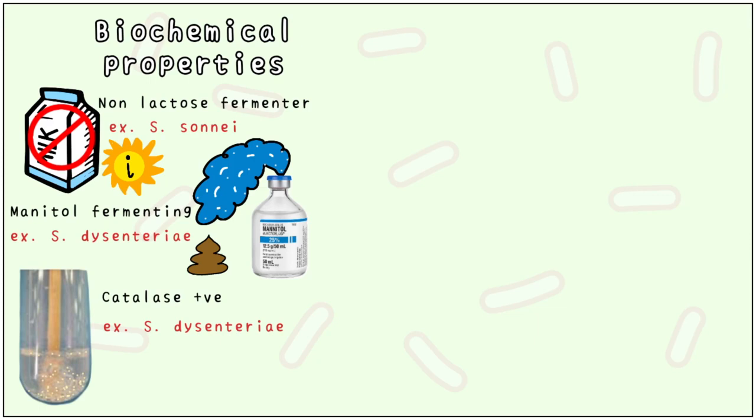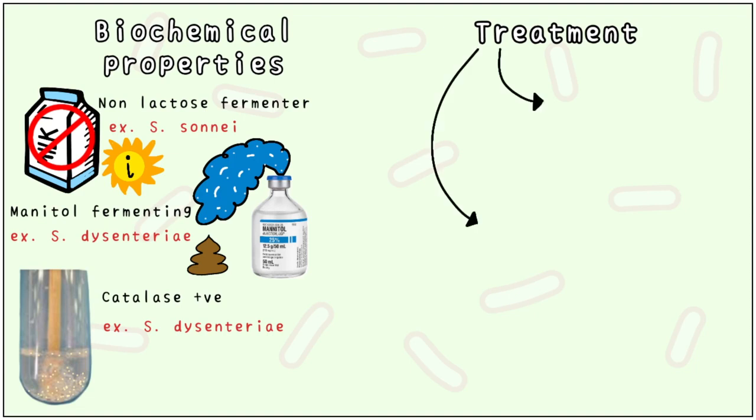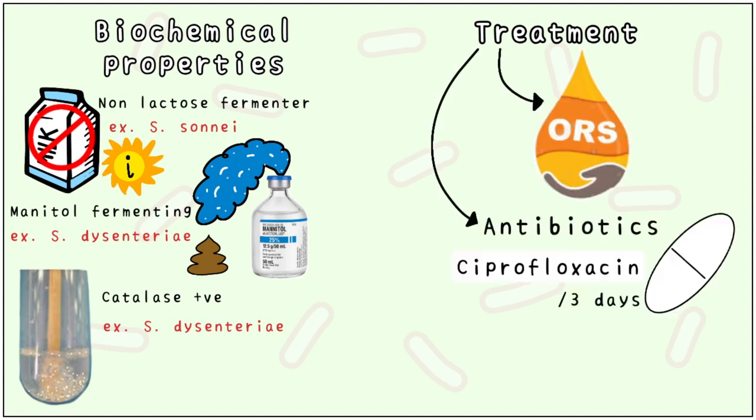The treatment of Shigella is done by using oral rehydrating solutions and antibiotics. The drug of choice is a 3-day course of ciprofloxacin. This may vary as per the strain, severity of infection, and the immune status of the patient. I hope this video helps you recollect everything about Shigella.